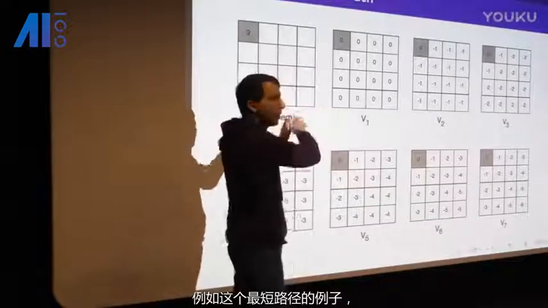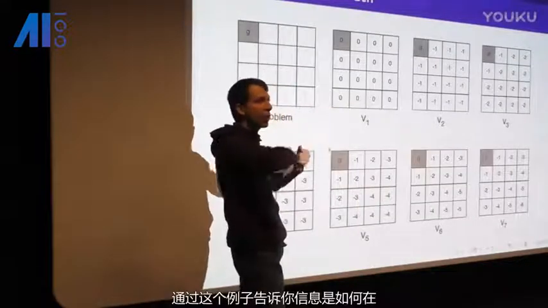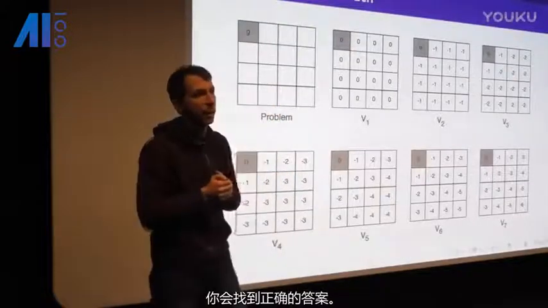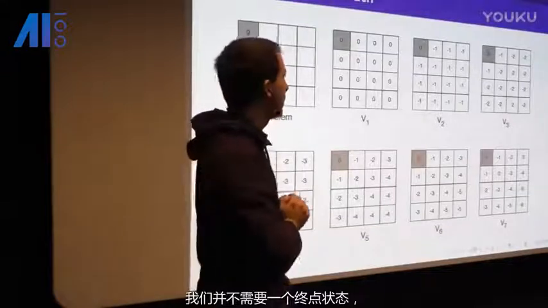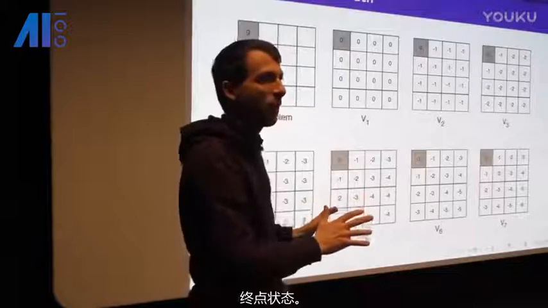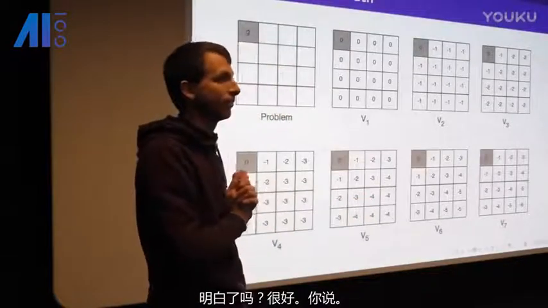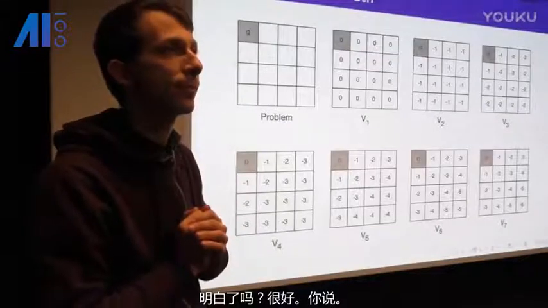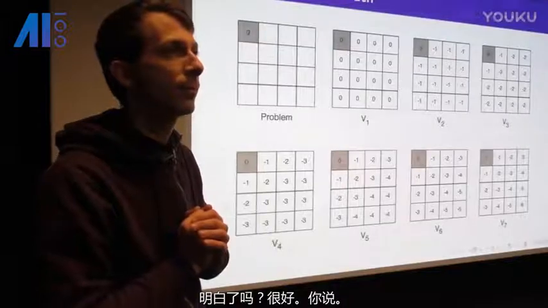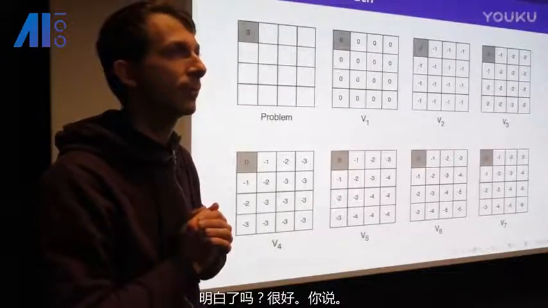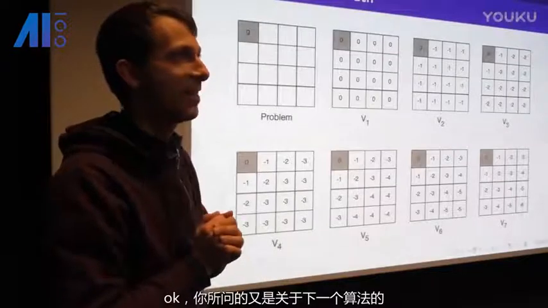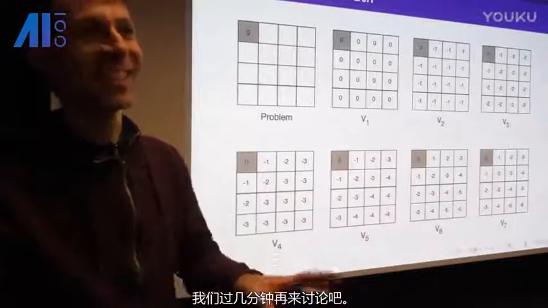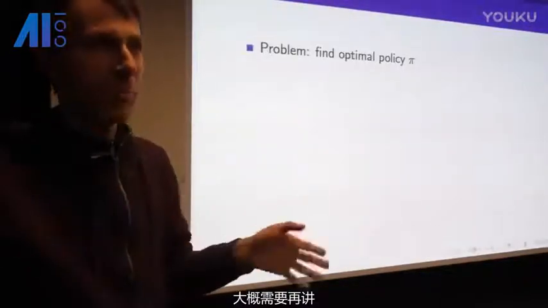This shortest path example is rather artificial. It's just to give you the intuition of how information propagates through the system, such that you find the correct answers at the end. There doesn't need to be a goal state. You can have multiple goal states, no goal state at all. So, is that clear? Good. Yeah, question? But if I know the MDP, and if there is a goal state, I could really propagate backwards and just compute for the states in that goal and so on. Okay, so you preempted the next algorithm again, but I'll come there in just a second if you don't mind. A couple of slides from now.